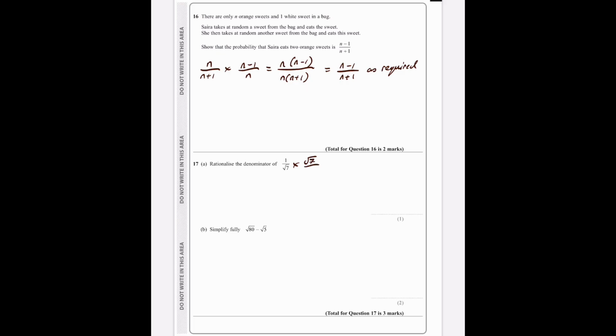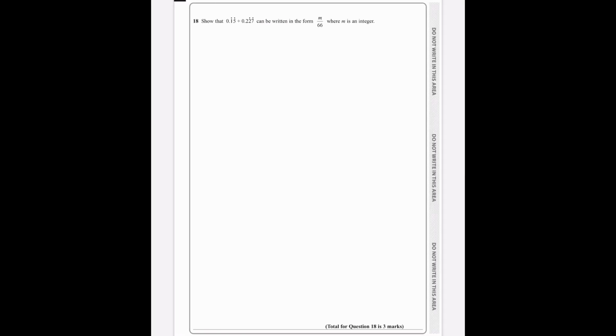Question 17, rationalising the denominator, so multiply by root 7 over root 7. Root 7 times root 7 is 7, so it's root 7 over 7. For root 80 minus root 5, well, root 80 is the same as root 16 times root 5. If you divided it by 4 and split it, you can do that, and you'd have to repeat that step twice. But root 16 times root 5 minus root 5 is 4 root 5 minus root 5. And 4 lots of root 5, subtract 1 lot of root 5 will give me 3 lots of root 5, 3 root 5.